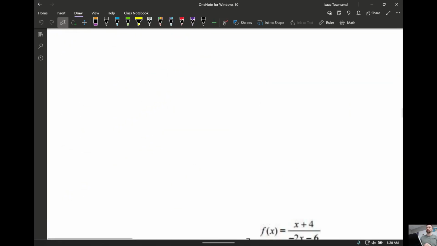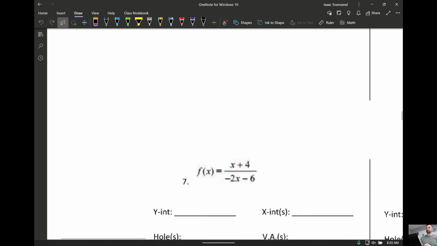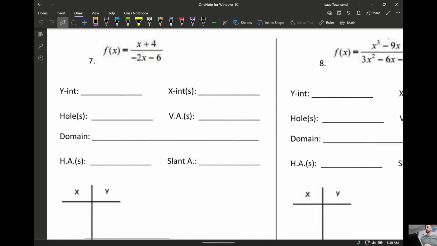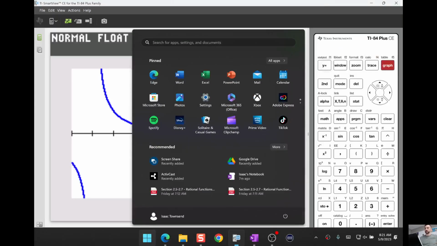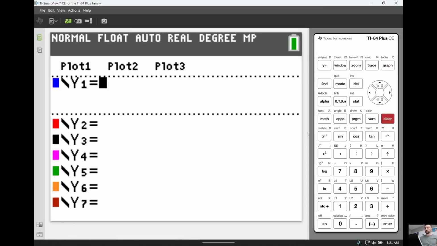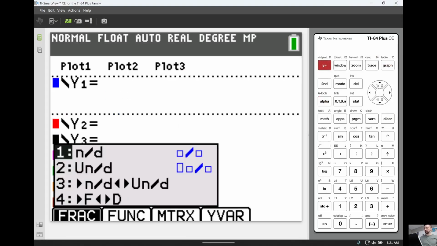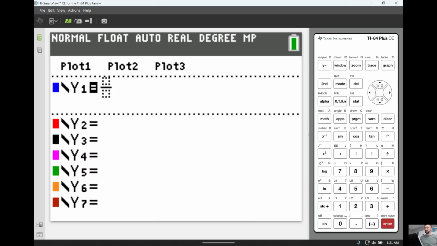Do the same thing with number 7. So I will graph 7 up on the board for you. And that should give you something to aim for on your graph. And then we can go over whatever parts y'all need to, or the whole thing if you need to.